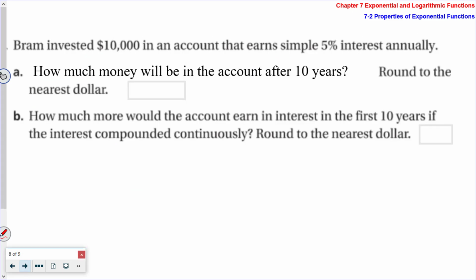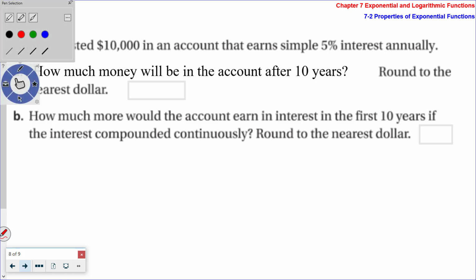Last one, and then you're off to your classwork. Brahm invested $10,000 in an account that earned simple 5% interest annually. How much money will be in the account after 10 years? So based off of this sentence up here, which formula are we going to use? The one from yesterday. It doesn't say anything about continuous growth. If you do not see the word continuous, do not use the PERT formula. So use the regular exponential growth formula from yesterday.